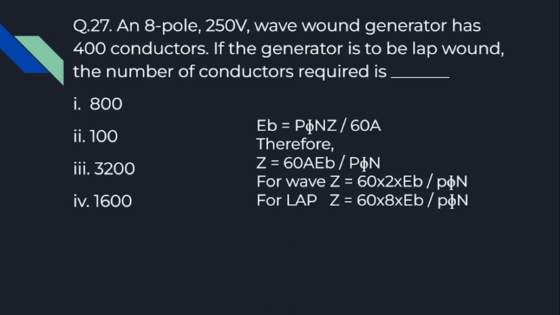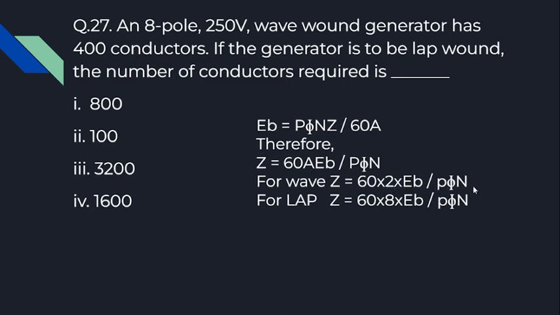Now we need to know the relation of the conductors and the winding here. So for that I have written an equation here. We have a basic equation, that is back EMF is equal to ΦZNP by 60A. Looking into this, if I write an equation for Z, that is the number of conductors, Z will be equal to 60A Eb by PΦN. So here the number of poles is 8, and the parallel paths for wave winding: for wave winding Z will be equal to 60, Eb as it is, PΦN as it is, whereas A will be equal to 2, because we know that parallel paths for a wave winding is 2.